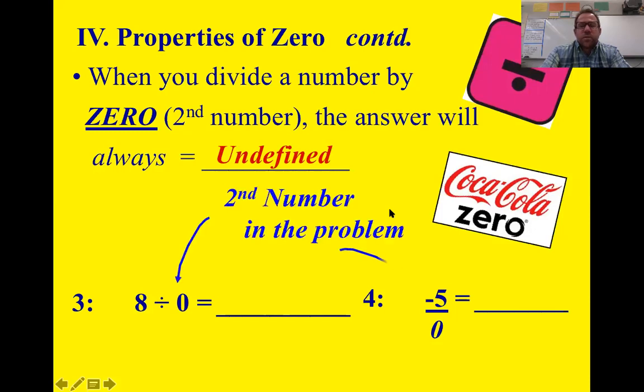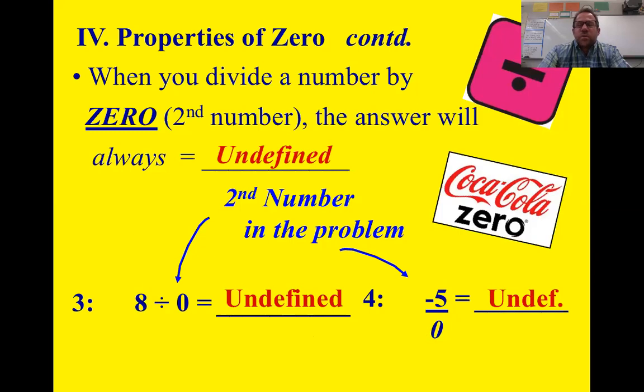Okay, so if 0 is the second number in the problem, 8 divided by 0, 0 is the second number. -5 divided by 0, it's the second number. Then the answer is going to be undefined. It's not 8, it's not 1, and it's not 0. It's undefined. You cannot divide by nothing. Okay, here's -5 divided by 0. The answer is undefined. All right. Okay, so if it's the second number, it's undefined. If you're dividing and 0 is the first number, then your answer is always 0.